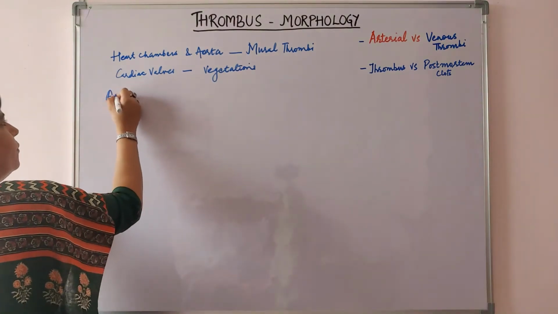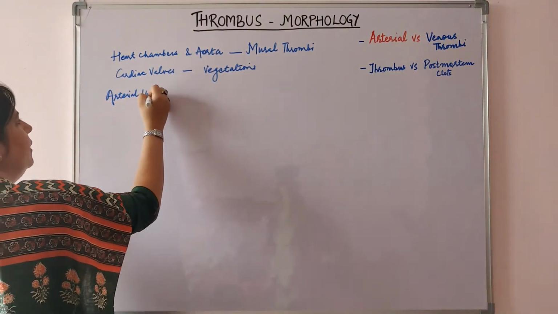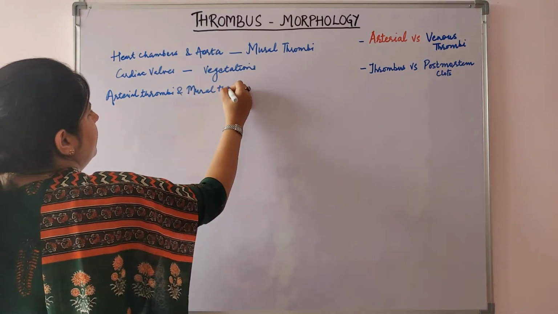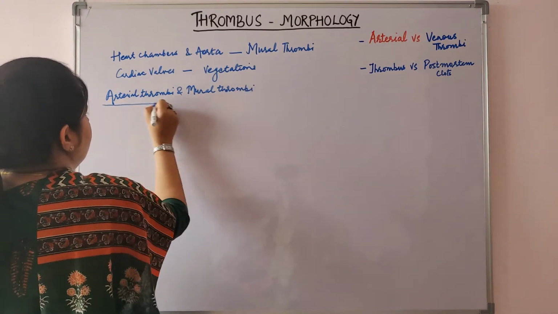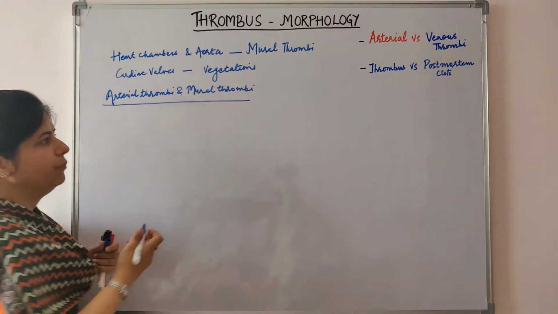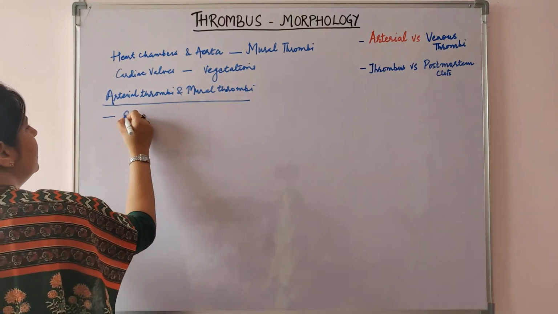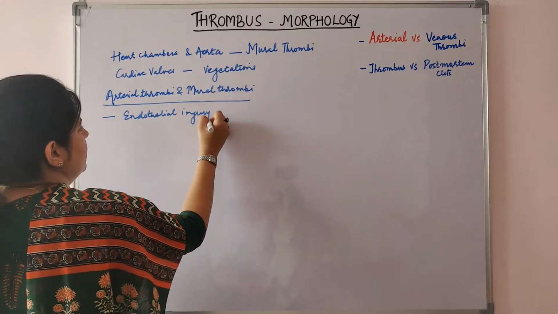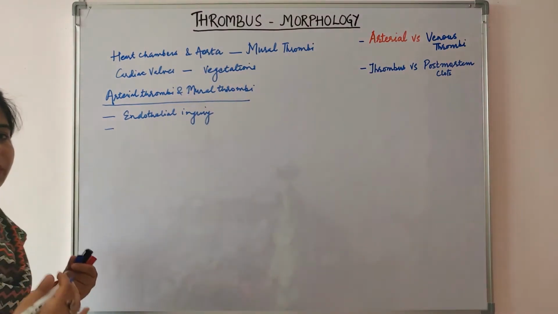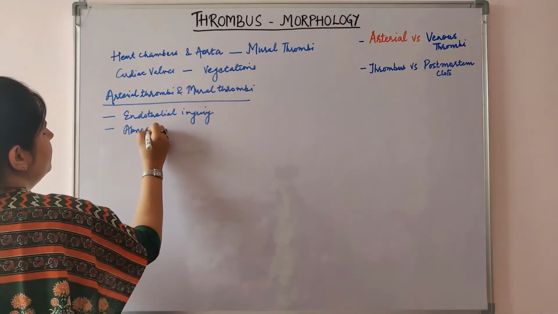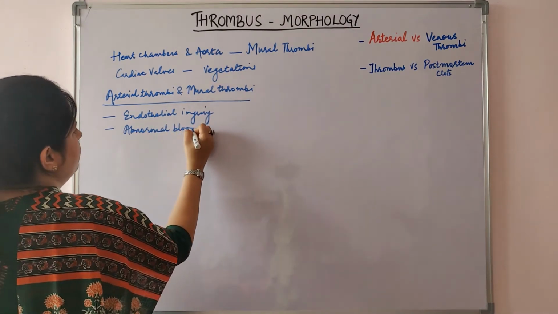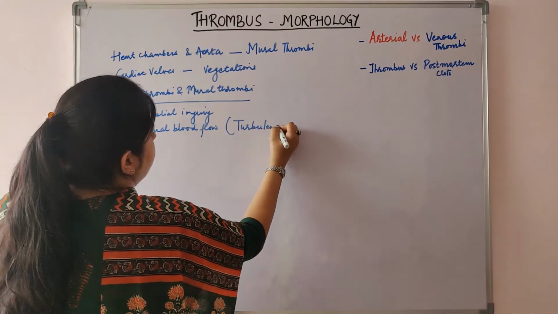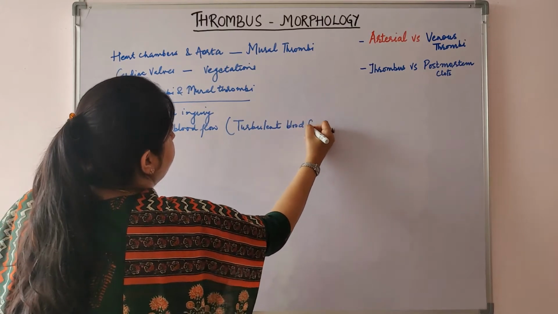So the arterial thrombi and mural thrombi, what is the main predisposing factor or the primary abnormality? It is endothelial injury and abnormal blood flow, particularly turbulent blood flow.